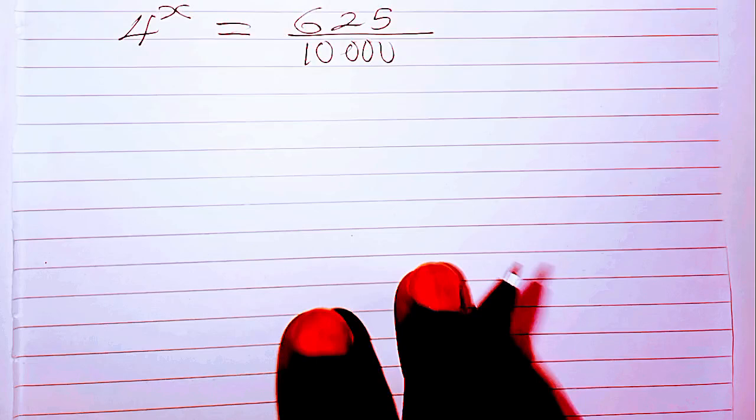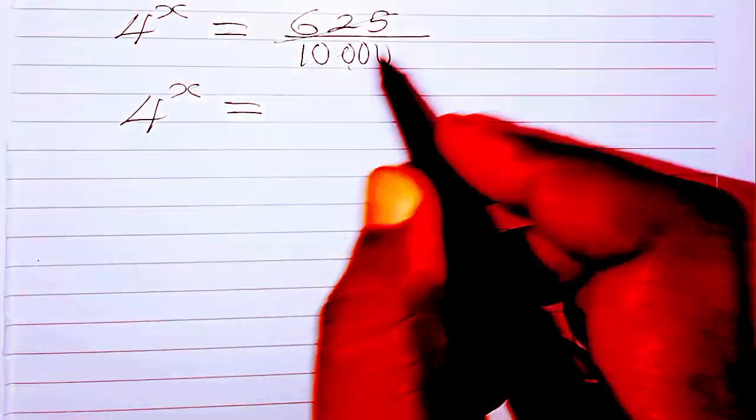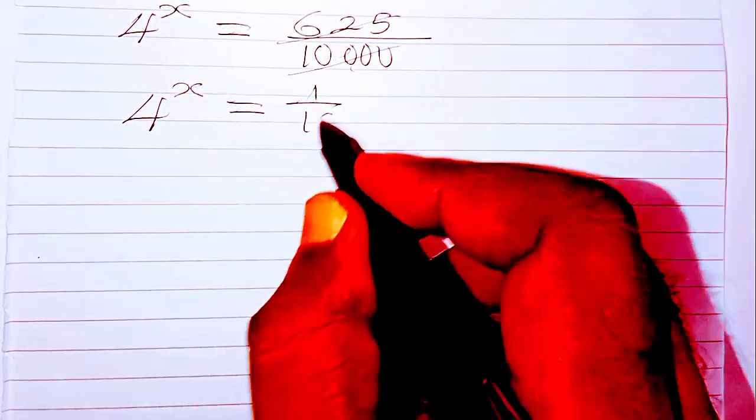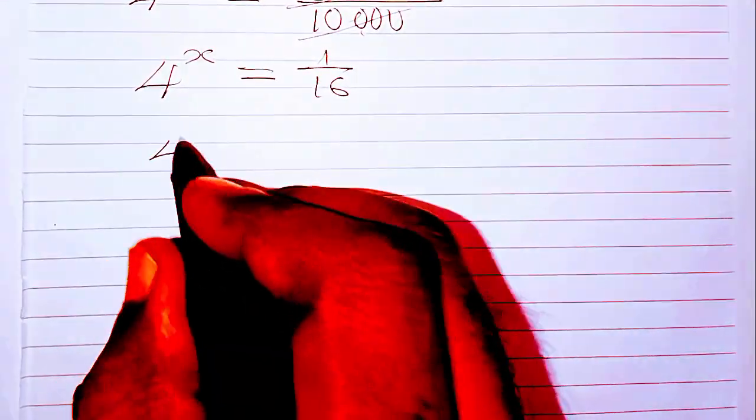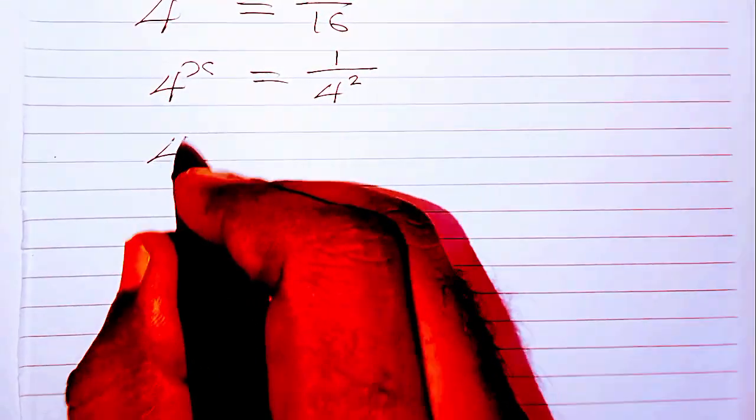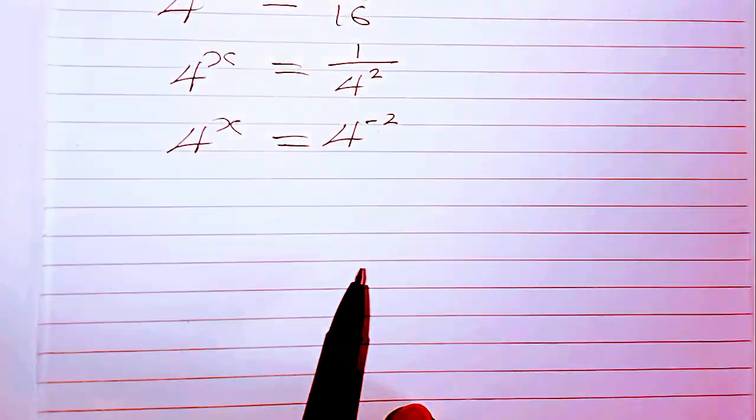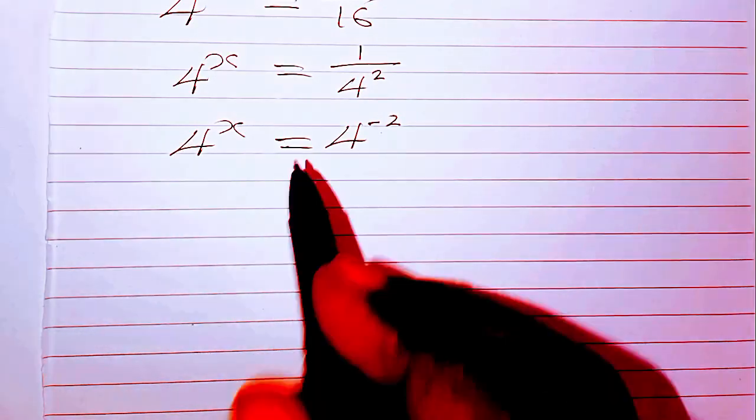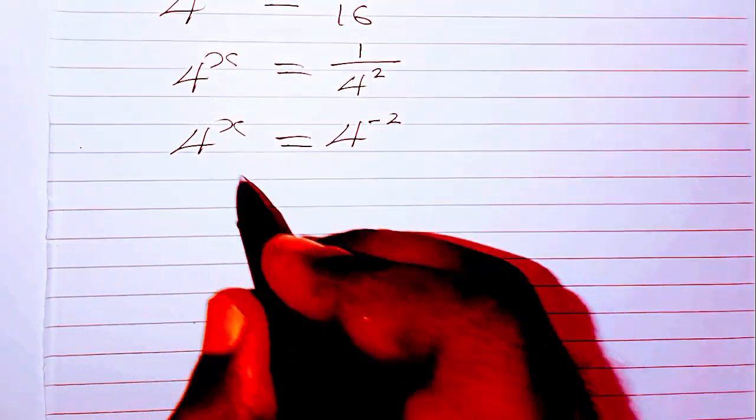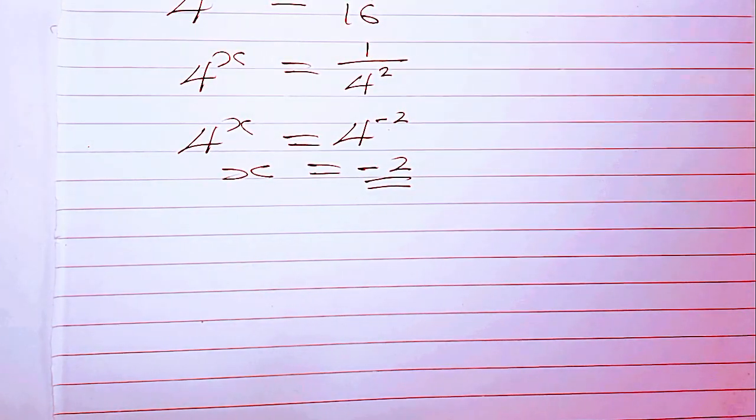Okay, and then we can reduce this, our 4 raised to the power of x equal to, if you reduce this 625 here, that should be 1 over 16. And then we can write 4 raised to the power of x equal to 1 over 4 squared. And then this can be written as 4 raised to the power of x equal to 4 raised to the power of minus 2. So in as much as they have the same base, the powers can be equated. So equating the indices there, our x equal to minus 2. So that is the answer to such a question.